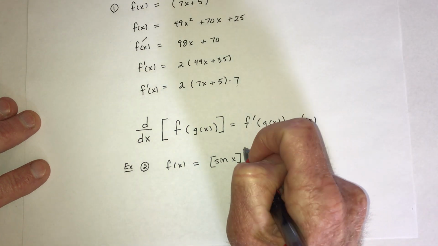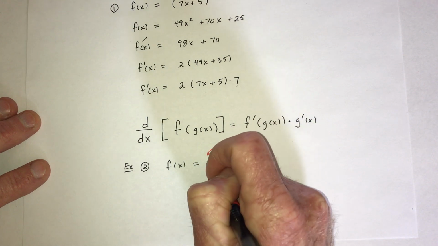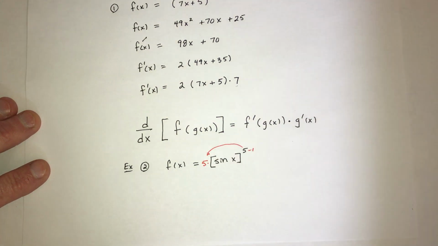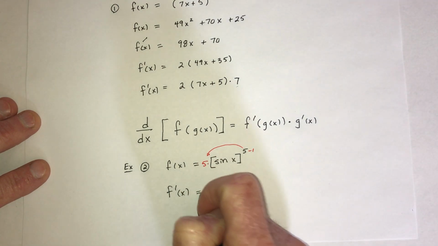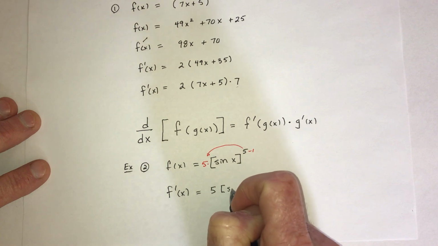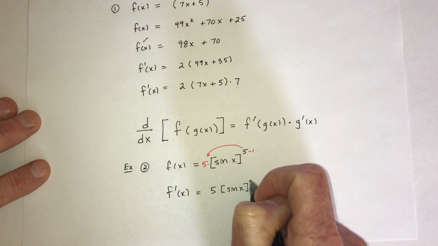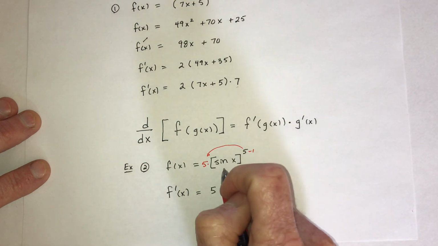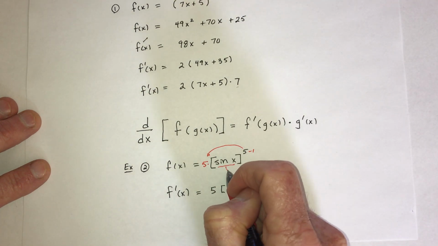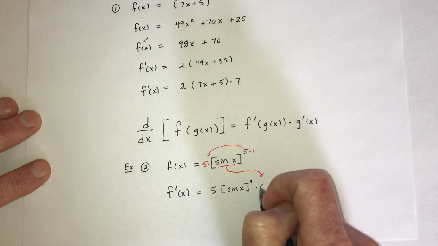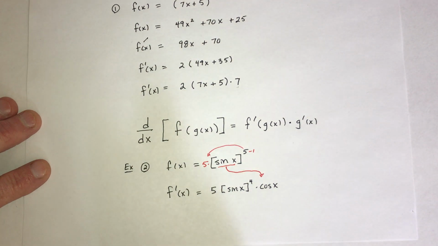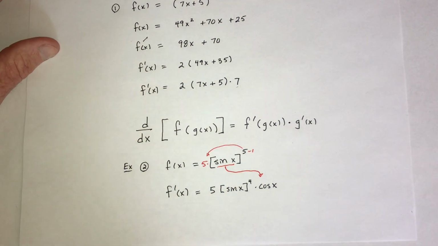So start by doing the power rule, the 5, you bring it in front and multiply, and then subtract 1. So it's going to be 5, and then sine of x is raised to the 4th. And then for this function that was on the inside, you then take the derivative of sine, which is cosine. And then example number 2 is finished. Then on to example number 3.